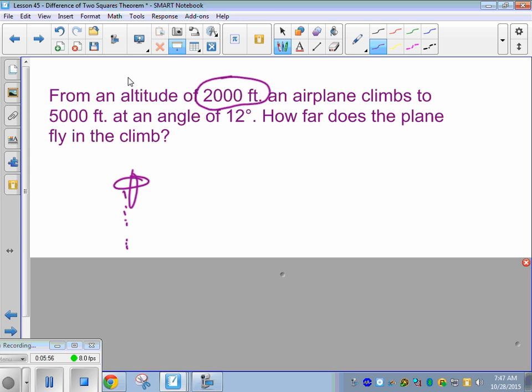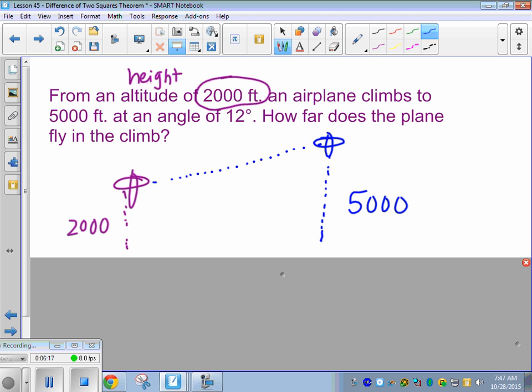Okay, altitude, you guys, means height. Okay, it always means height. So I have 2,000 feet above the ground, and it's climbing to 5,000 feet. So the airplane is like getting higher and higher and higher and higher. And now over here, we're at 5,000 feet above the ground. Okay, and it's climbing at an angle of 12 degrees.